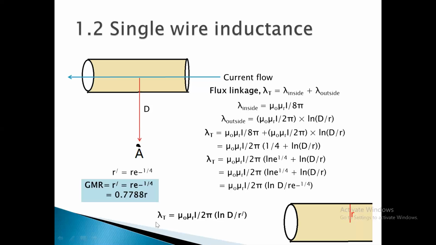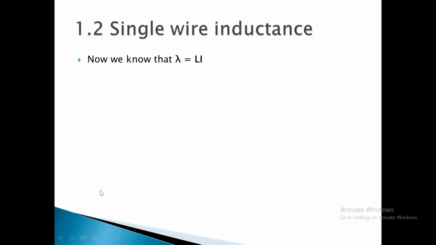This is not the final formula. The final formula we are going to get in the next PPT. I just want you to understand what R dash is, because if you do not know what R dash is, then you will never know about the GMR. So we know this formula, I think you know it from previous semesters, that flux linkage is equal to L multiplied by current, inductance multiplied by current.